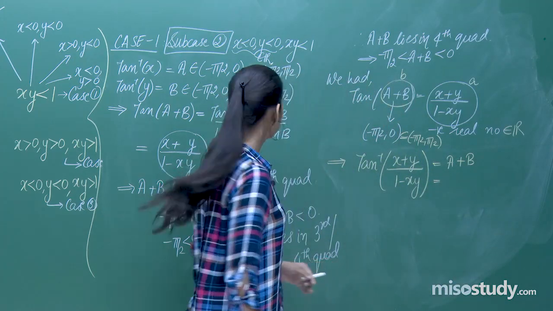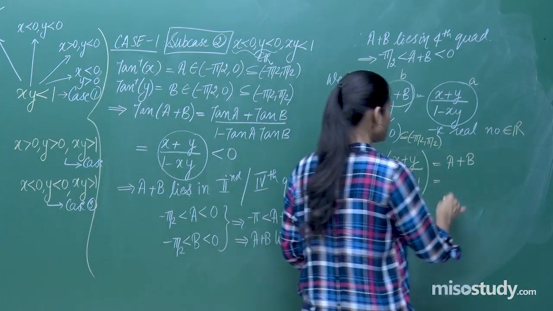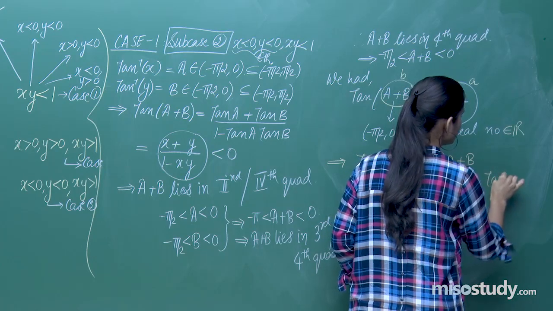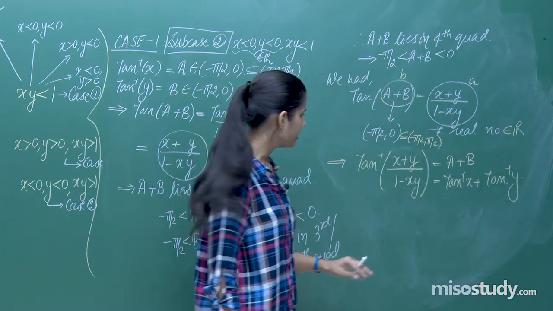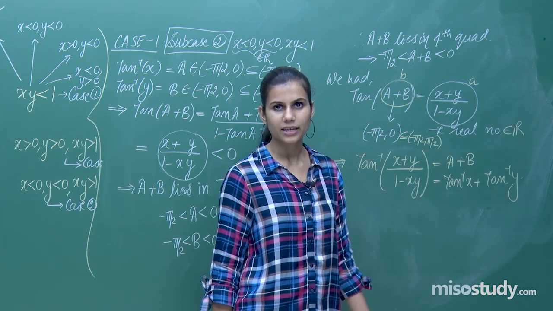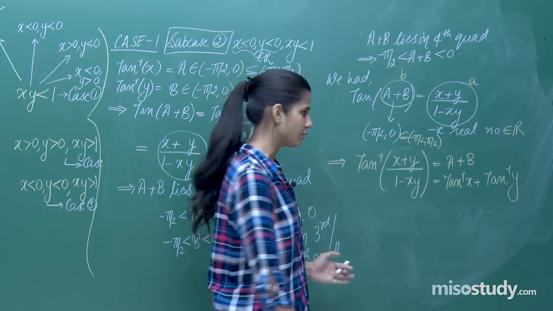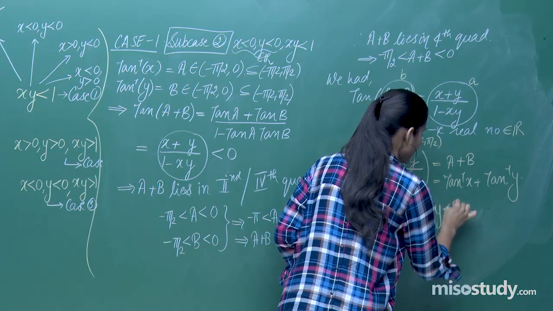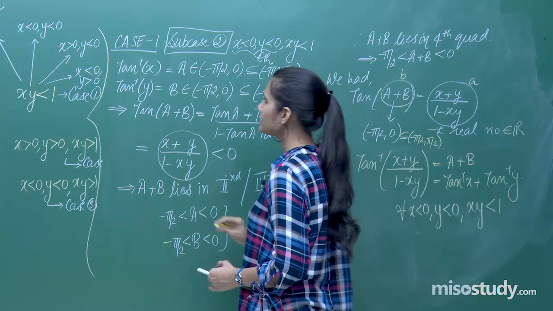What is A plus B? Capital A was tan inverse x, capital B was tan inverse y. So this is nothing but tan inverse x plus tan inverse y. So we have got the exact same thing. Tan inverse x plus tan inverse y is tan inverse of x plus y upon 1 minus xy, provided x is negative, y is negative, and x into y is less than 1. For all x negative, y negative, x into y less than 1. So that proves our subcase 2.